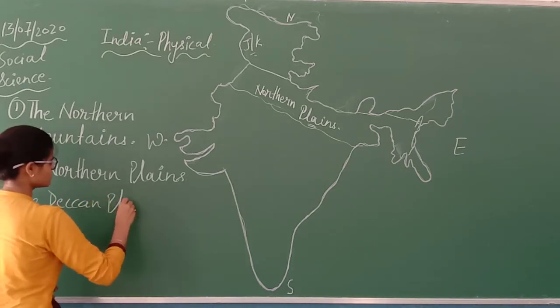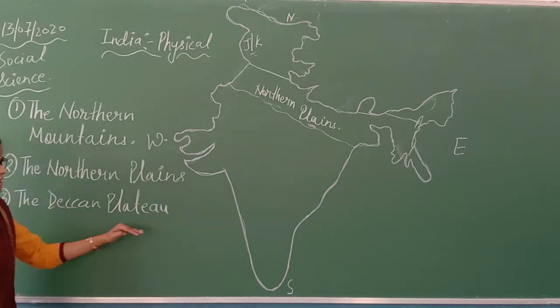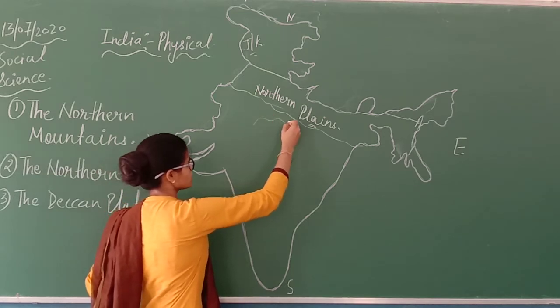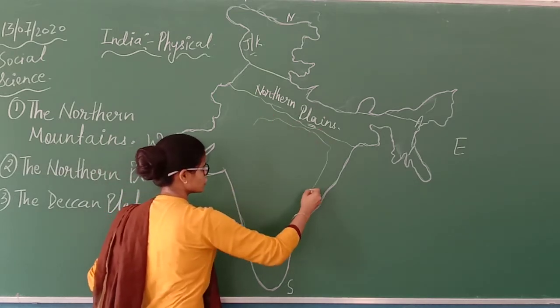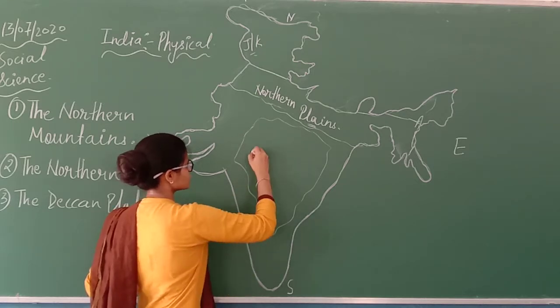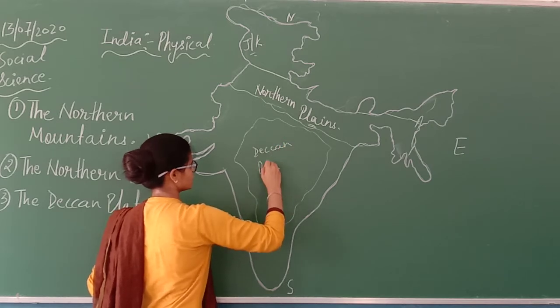Now the third one is the Deccan Plateau. This Deccan Plateau extends from this north part to a little bit of the south part. So here we have the Deccan Plateau.